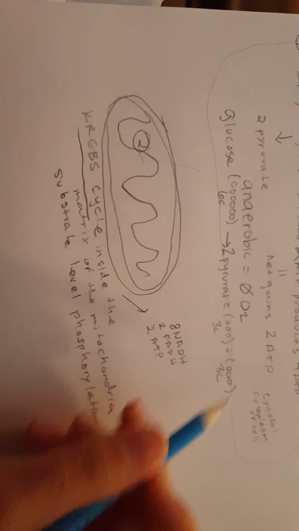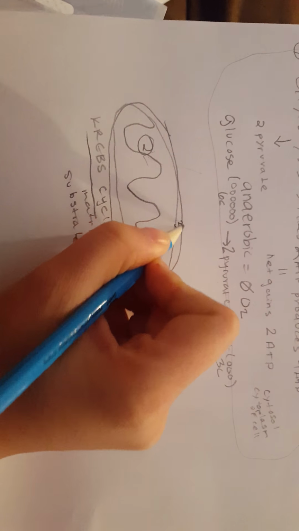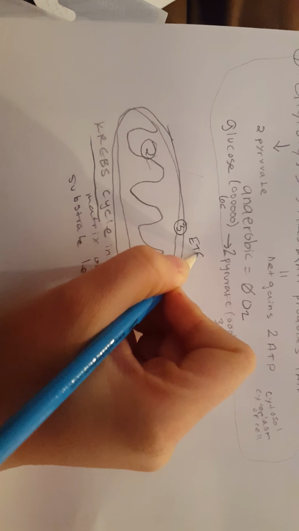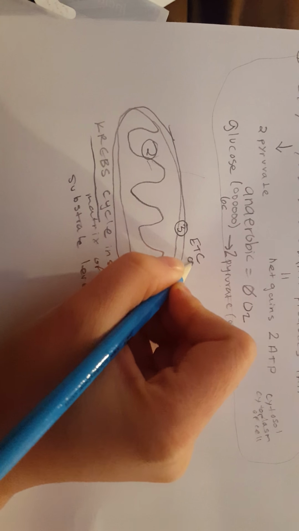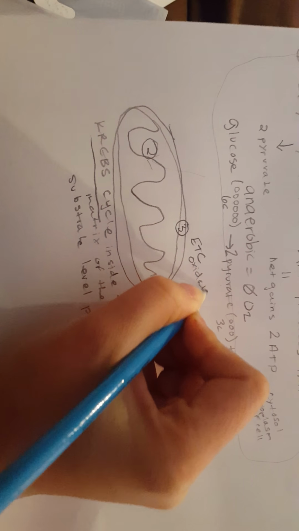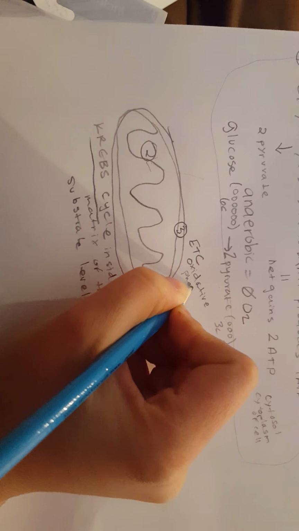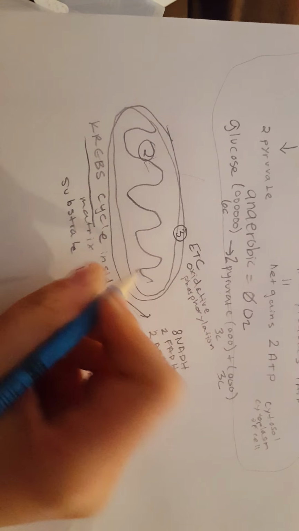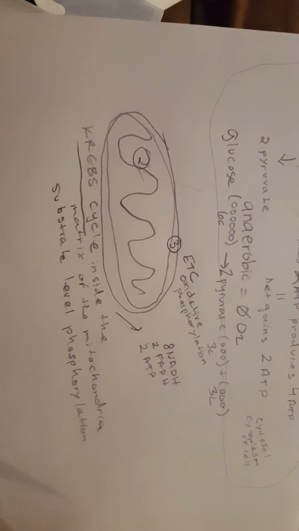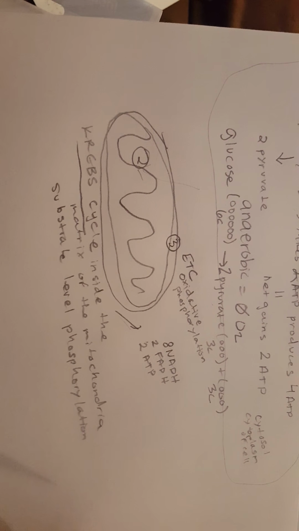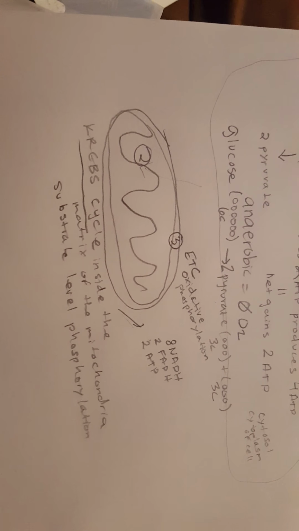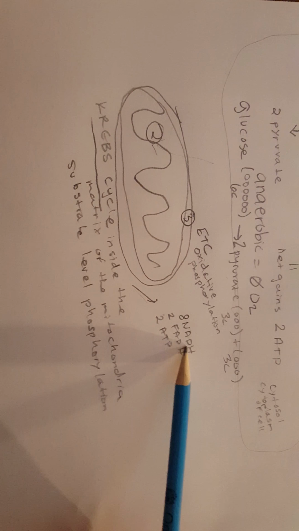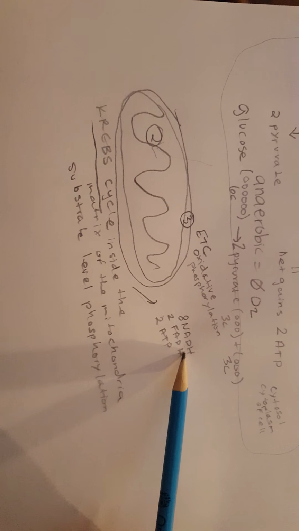All right, and then the last step, step 3, which is the electron transport chain and is also known as oxidative phosphorylation. Last step, and in that step, what's going to happen is, you get the movement of electrons carried by NADH and FADH.